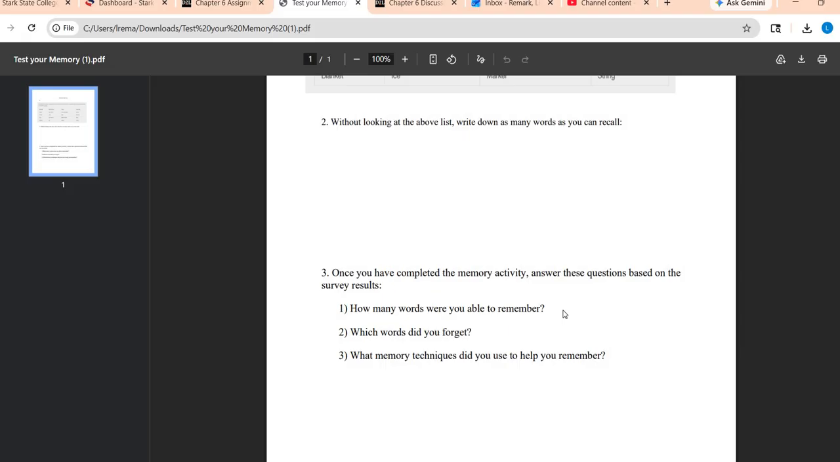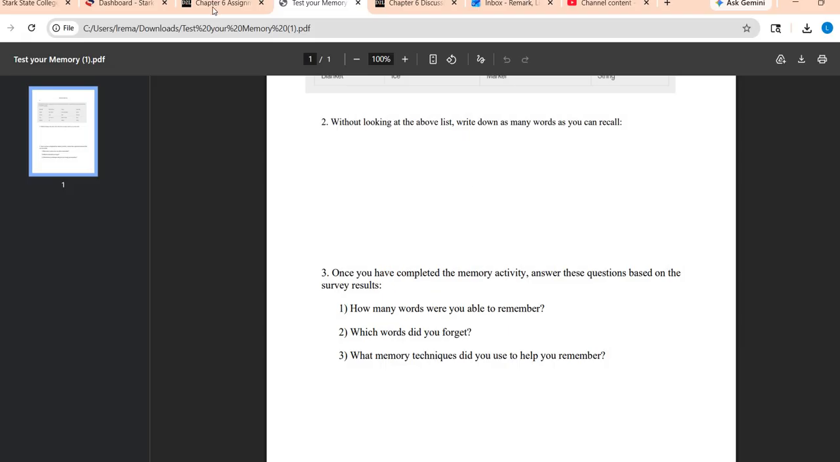Which words did you forget? So you can kind of scroll back and look to see, oh man, I forgot these words. And then what techniques? That's kind of like the heart of it. What techniques did you use to help you remember? Did you use repetition? Did you create a song? Did you create a rhyme? Did you just kind of connect or categorize or chunk, anything like that? What techniques did you use to help you remember?